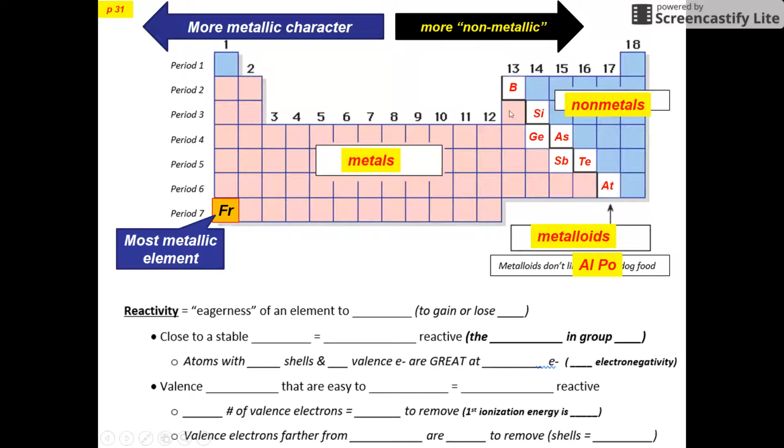Aluminum would go right here under boron, and polonium would go under tellurium. We don't consider those metalloids. So that's why we say metalloids don't like alpha dog food. Metalloids are anything that touches the bold staircase except for aluminum.